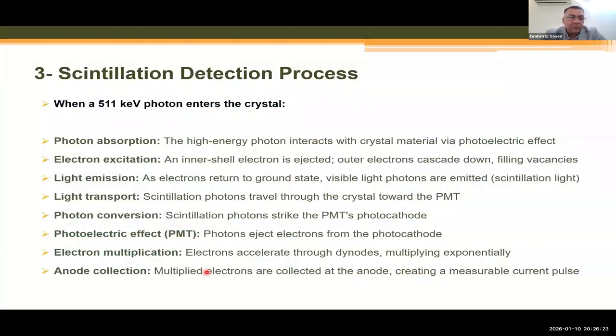The photomultiplier tube will accept the light at the photocathode, and then by the photoelectric effect it creates an electron. This electron will be multiplied by a series of dynodes and collected at the anode, after which it creates a measurable current pulse.